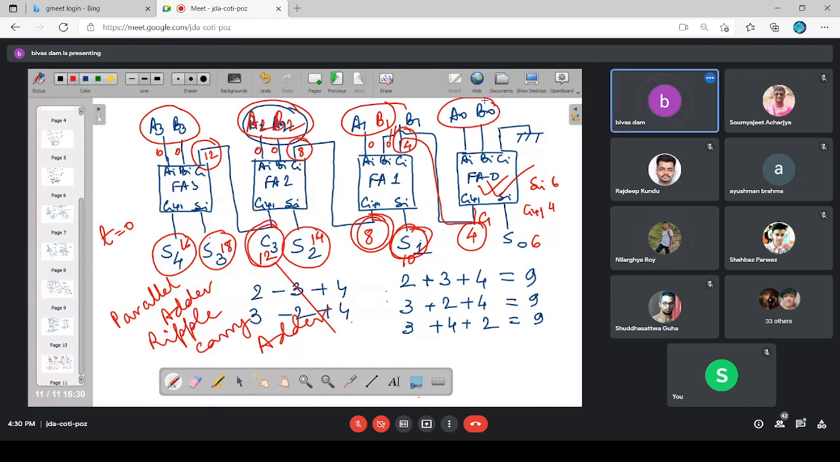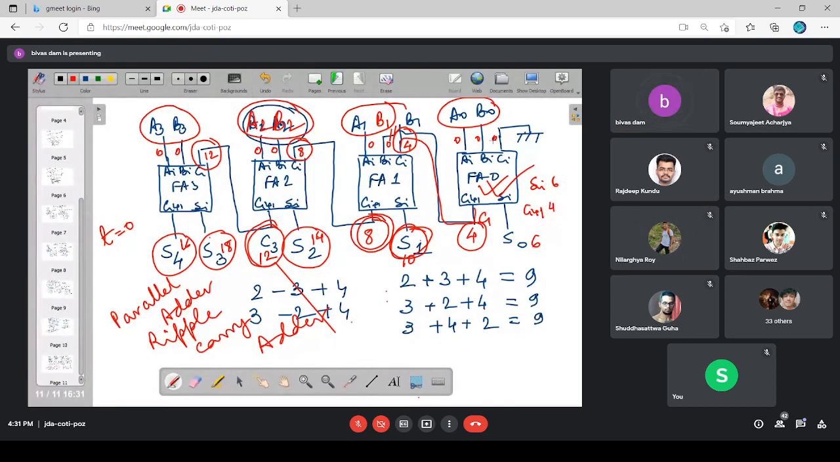At the same time. That's why I've given, at the 0th time instant A3 B3 are available. At the 0th time A2 B2 are available. A1 B1 A0 B0 all are available at 0th time instant. Okay, clear now? Yes sir. Fine.